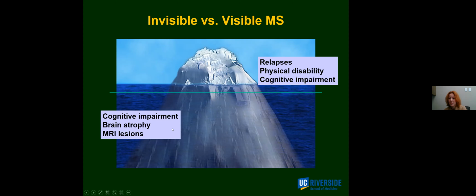Some of the cognitive changes that about 50% of people with MS have to deal with. Brain atrophy can be occurring even early on in the disease course. And MRI lesions, you can see them if you look at your MRI with your physician, but others wouldn't know that you had those lesions unless they were looking at your MRI. So it can be frustrating sometimes to have these invisible symptoms that other people can't see directly, because they might think, why are you using that disability placard on your car when I don't see you using a wheelchair?